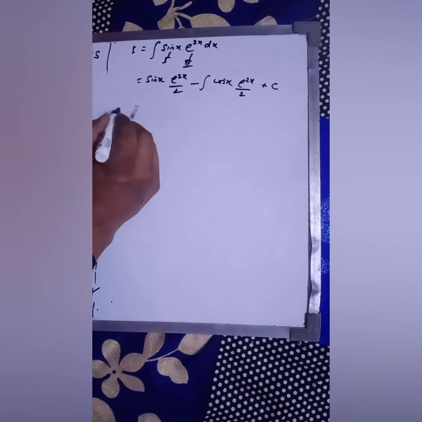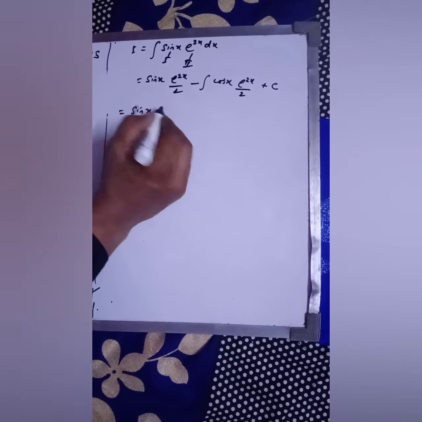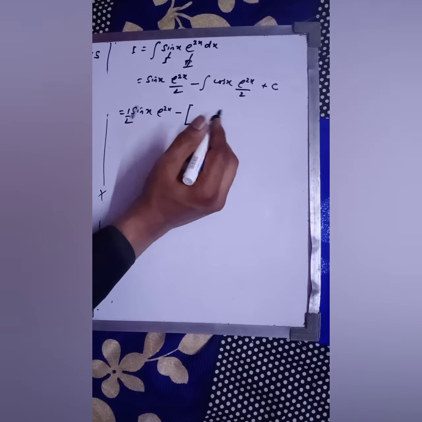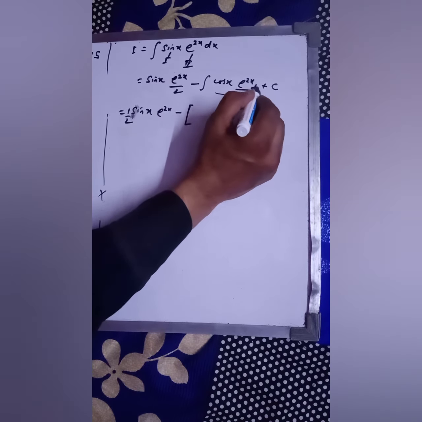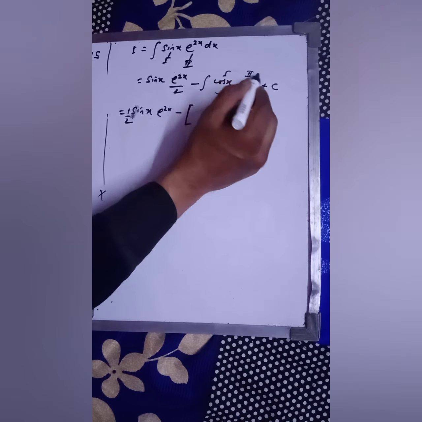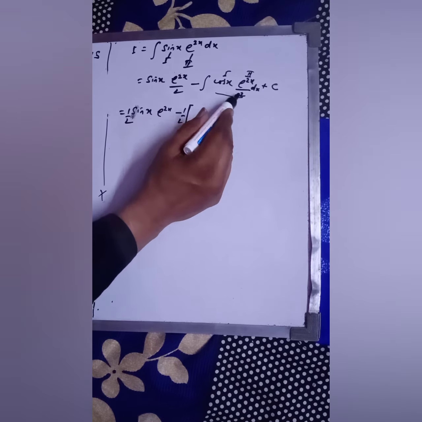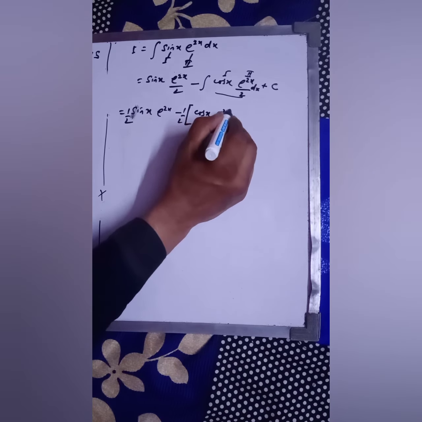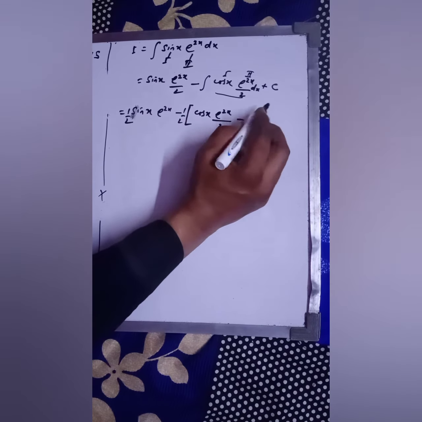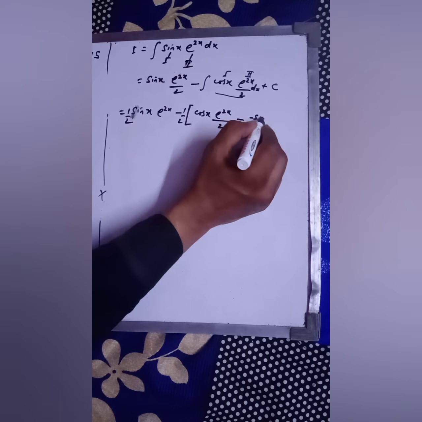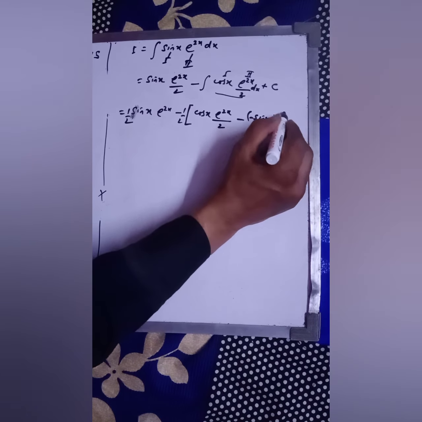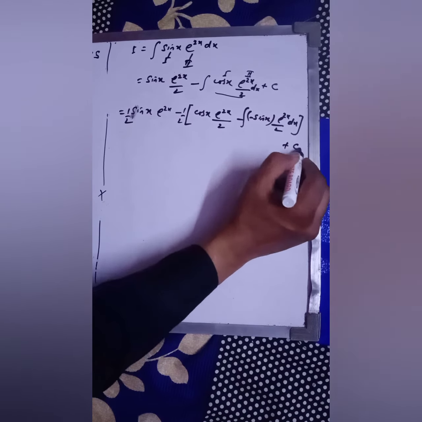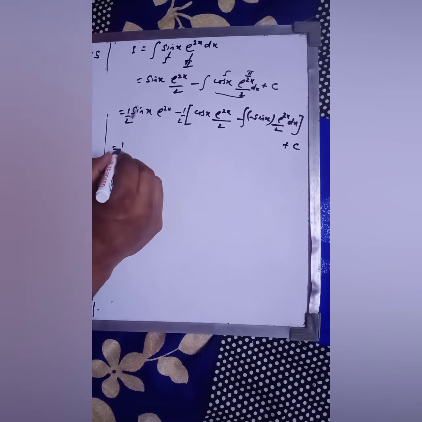After that, sin x e raised to power 2x, and that is 1 by 2. I'm writing like this, minus, I'm using the bracket also. So in this part again I am applying ILATE. So this is your first function, this is your second function. So half I'm writing outside. Your first function will remain the same. Again integration of second function, that would be e raised to power 2x over 2, minus derivative of first function, that will be minus sin x, into e raised to power 2x over 2, integration dx, plus c.